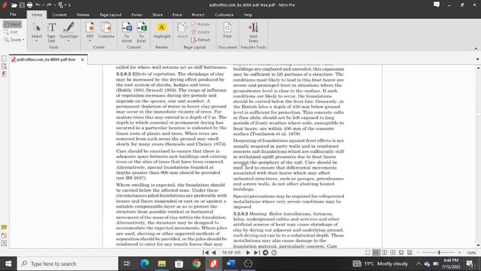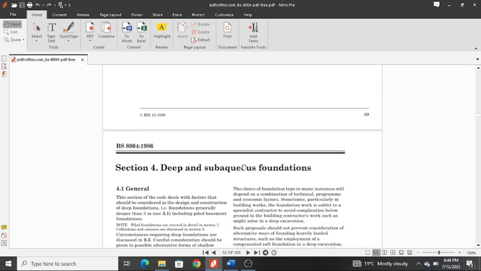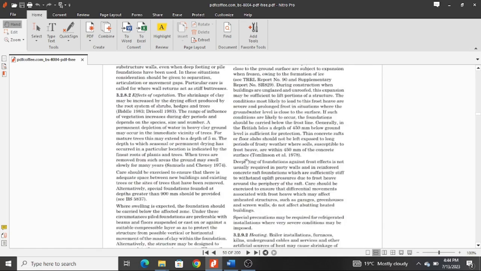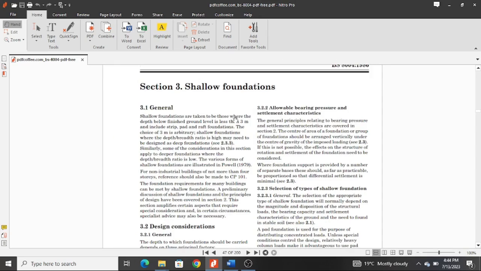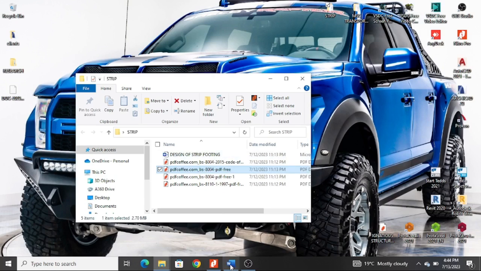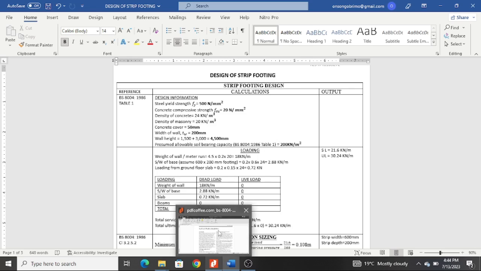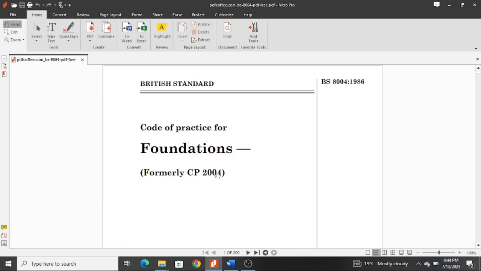Basically, this code is very useful whenever you want to design your foundations. And you can see these are deep foundations, and we were just dealing with shallow foundations. Actually, strip footings are normally shallow foundations. So having mentioned this code, we go back to our design. Now you have seen how we obtained this from table 1 of this BS code 8004, which was formerly CP 2004.